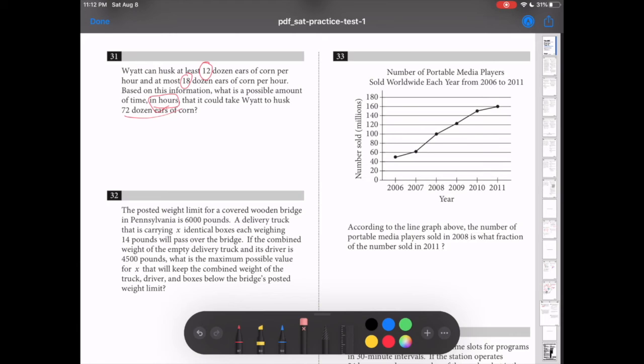Knowing rates, if we have a constant number of ears of corn that we need to end up husking, if you can husk more corn per hour, you're going to take fewer hours necessary to finish your job. So the lower end of this range is going to be 72 divided by 18, which is going to be 4, and the upper range is going to be 72 divided by 12. If you husk at a slower rate, you're going to take more hours. This is going to give us 6.